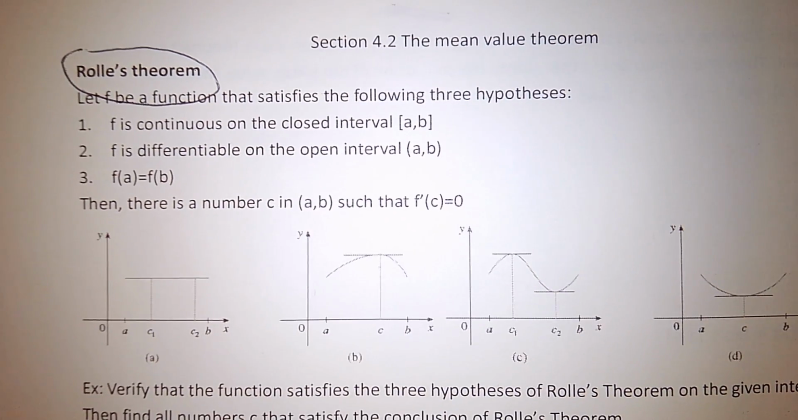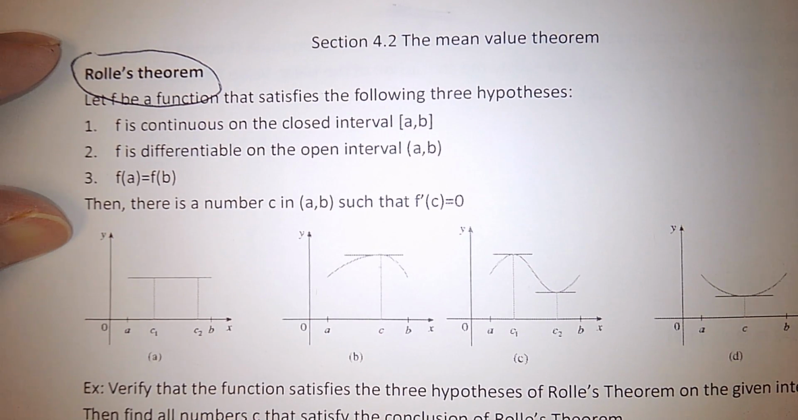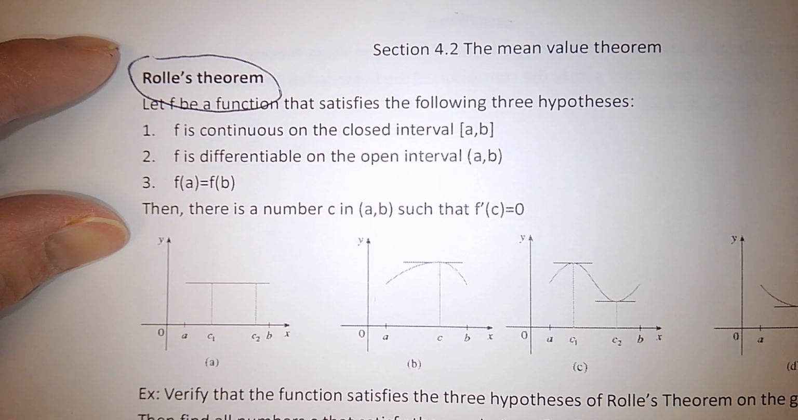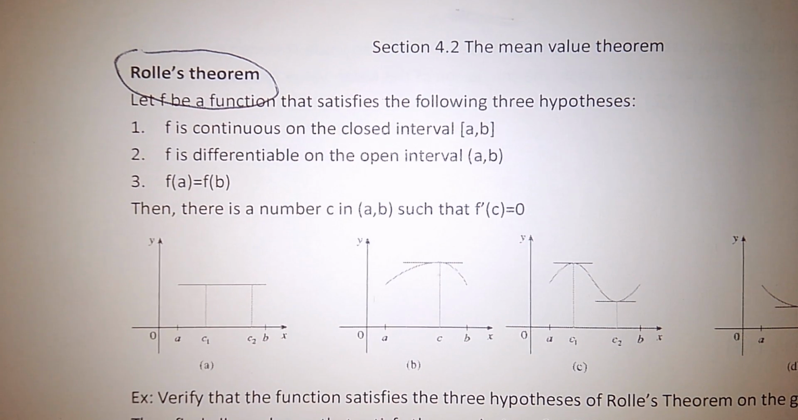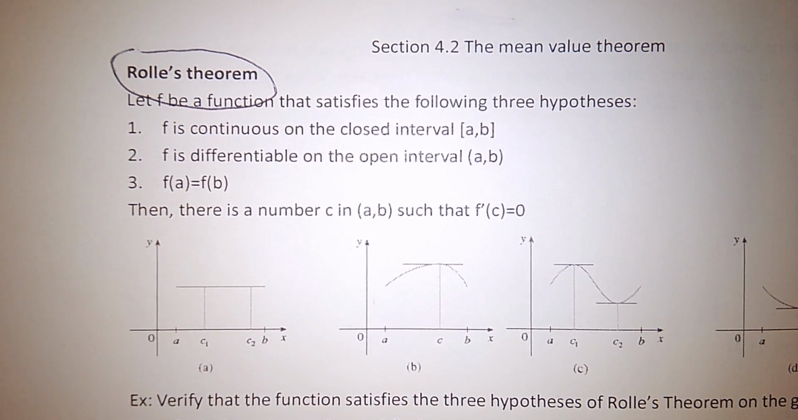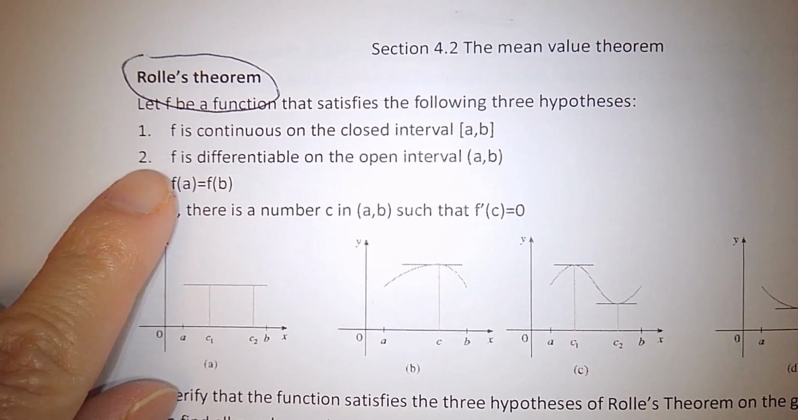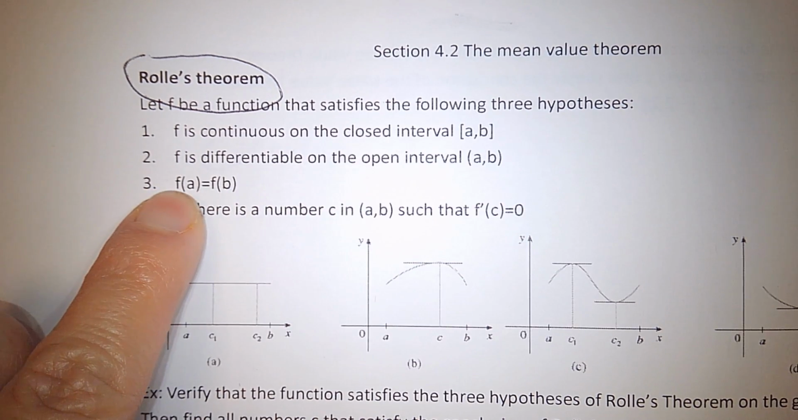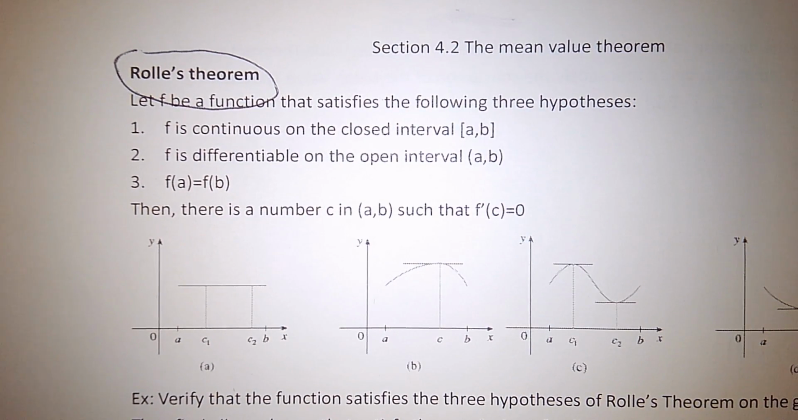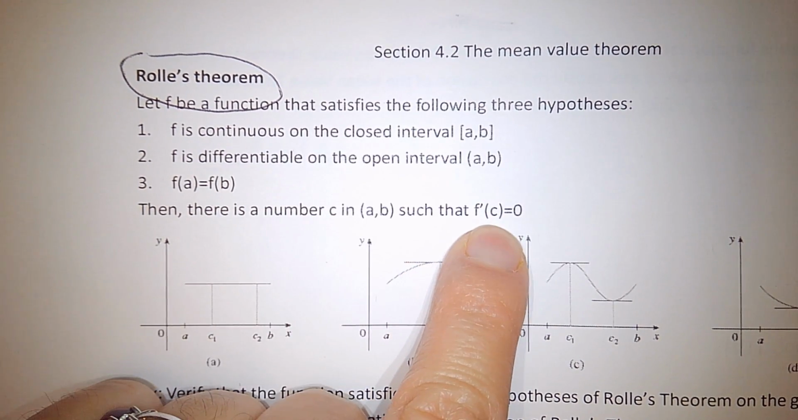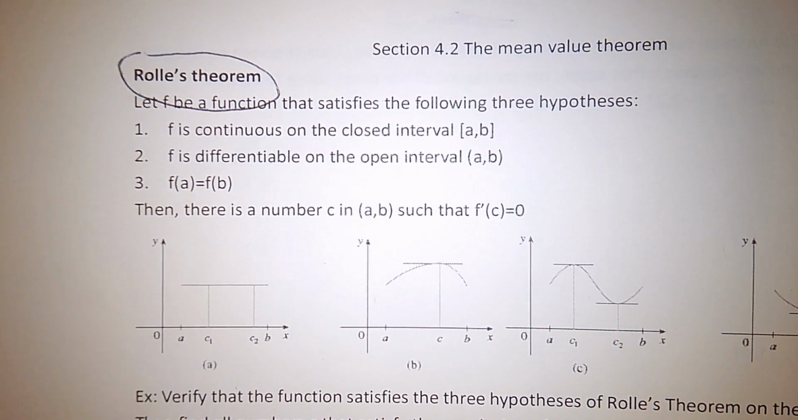I'm going to ask a volunteer to read this theorem for us. Who wants to read? Tyler? Let f be a function that satisfies the following three hypotheses. f is continuous in the closed interval a, b, f is differentiable on the open interval a, b, f(a) equals f(b), then there is a number c in (a, b) such that f prime of c equals 0.